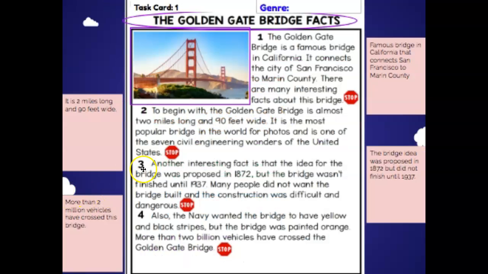You can see in paragraph 3, it says the word another. So another interesting fact. So that's one of our keywords. It's also describing the Golden Gate Bridge by providing us with facts and information, but it's not going in a specific order. It's not saying first, then, next, last. It's not giving us the order of events on how they built the Golden Gate Bridge. It's just kind of giving us random facts and information about the Golden Gate Bridge. So this would be description.